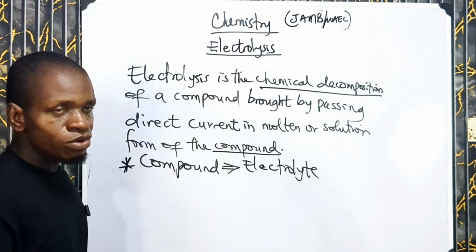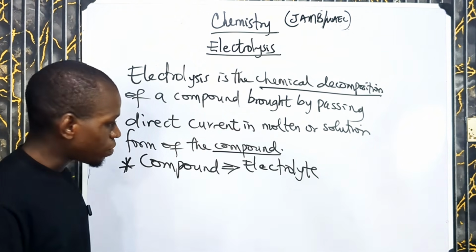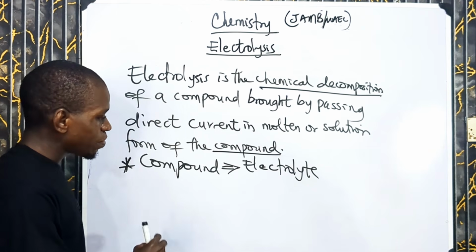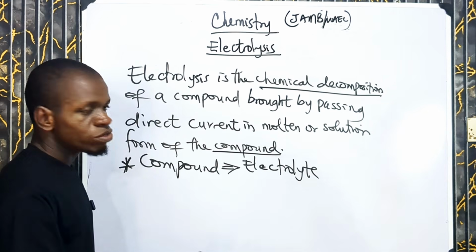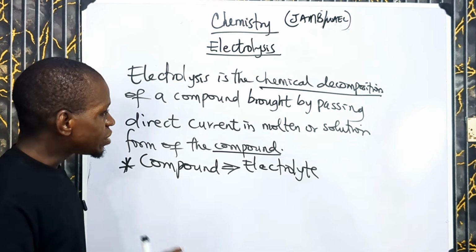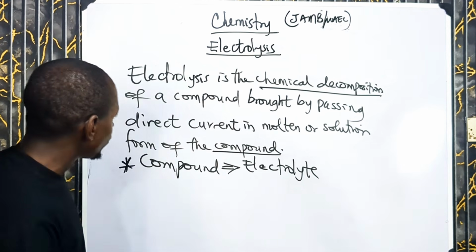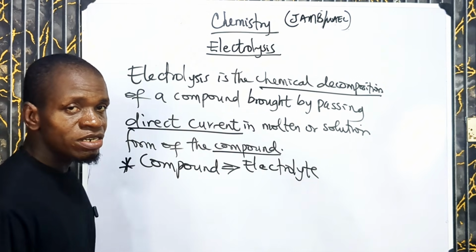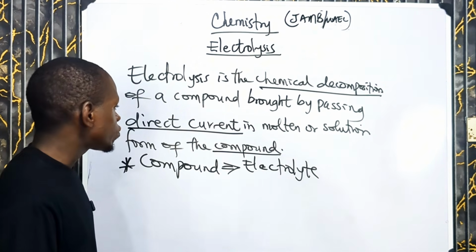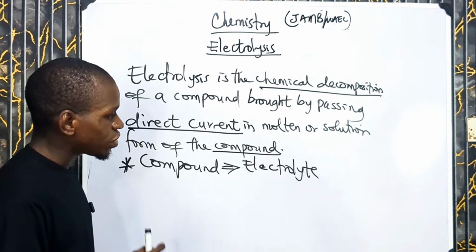I'm going to explain or define what an electrolyte is all about. But before then, bear it in mind that the compound in this electrolysis that we're talking about is what you call an electrolyte. And they said that this process is not possible if we don't have direct current, which means that we are going to pass what we call direct current. Alternating current cannot do this.